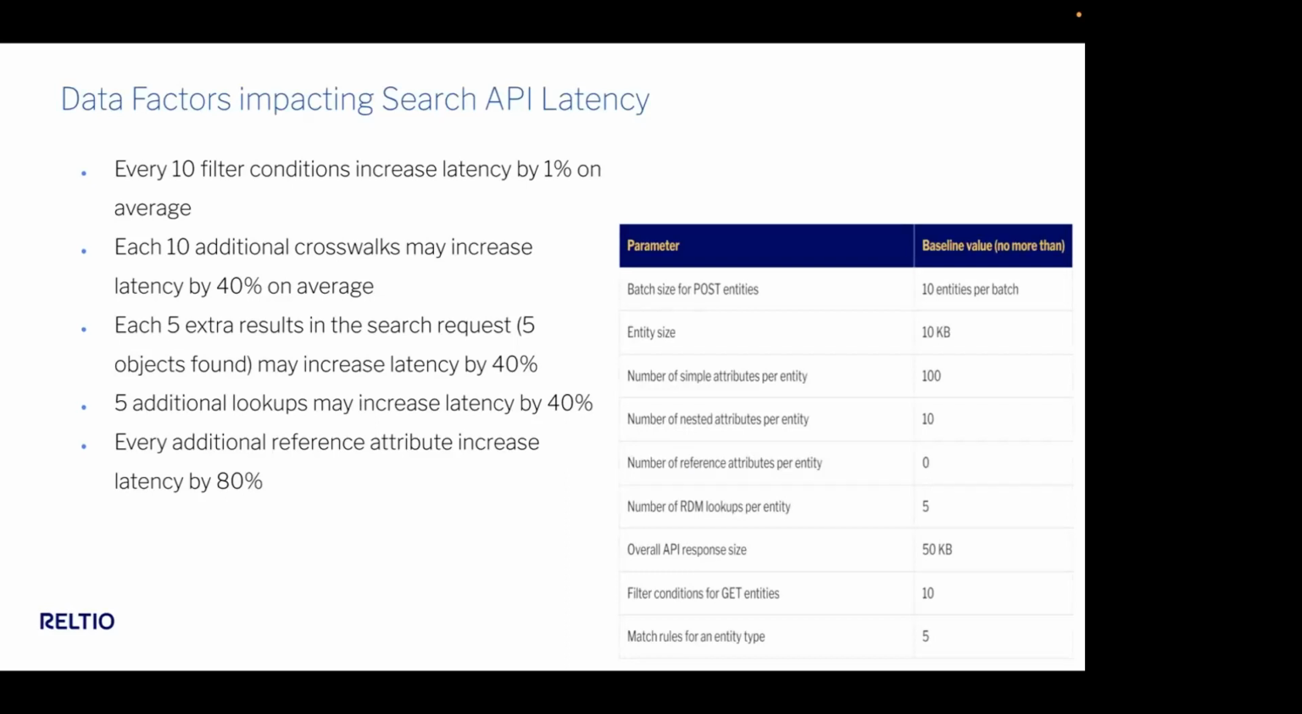Every single additional reference attribute will increase latency by up to 80%. So having objects with no reference attributes versus having objects with 2 reference attributes, on average latency will be 2 times different, if not more.